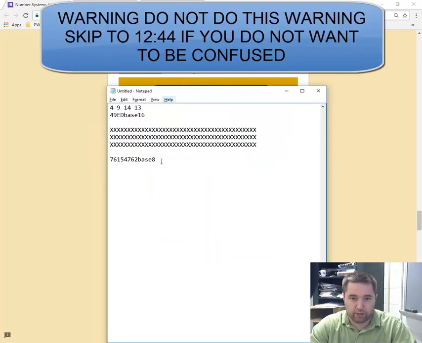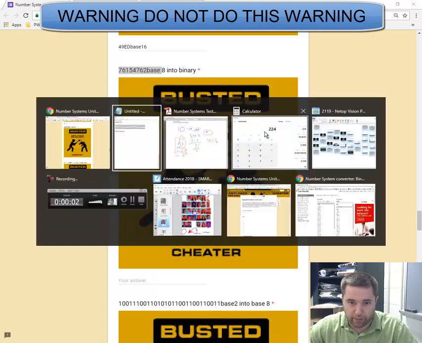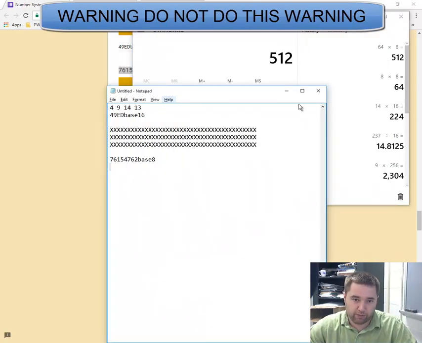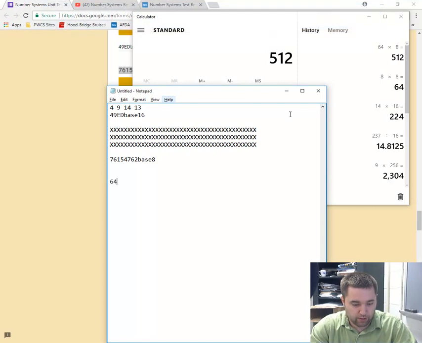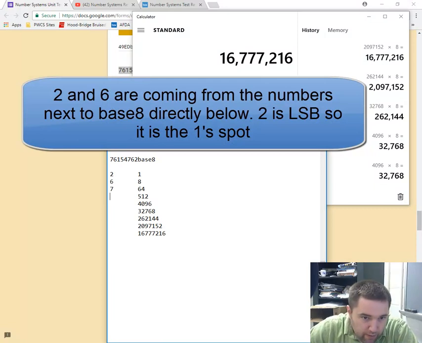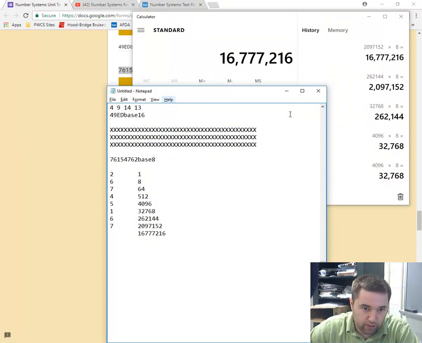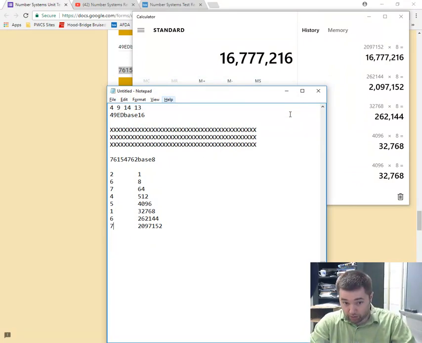Next one, this really long base 8 number into binary. If you try to convert this into binary from base 8, you would have had to have taken all these values and multiplied them by 8 times 8, 64, 512. So you have 2, 6, 7, 4, 5, 1, 6, 7. Is that right? Looks like. And then you would have had to multiply these and then add them together. And that's your decimal value.